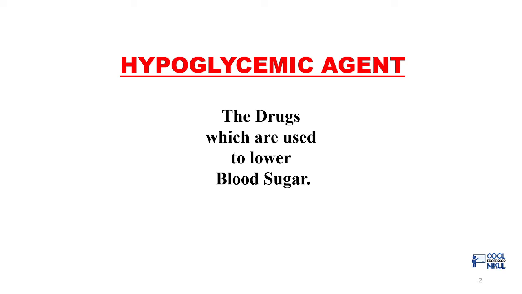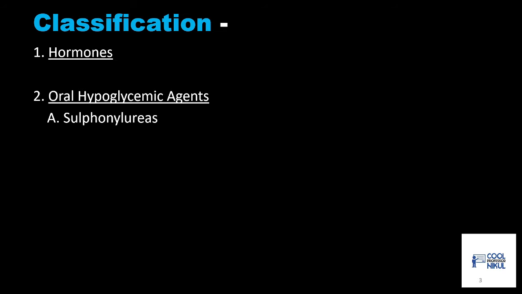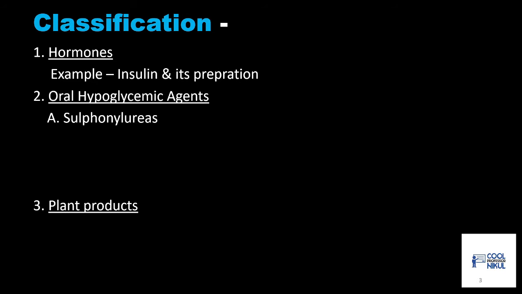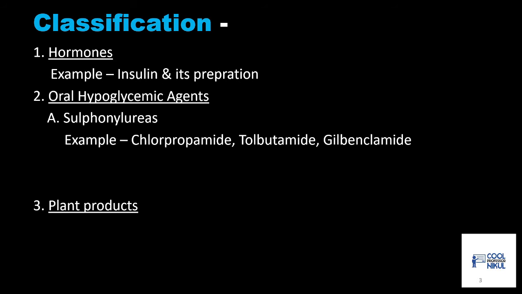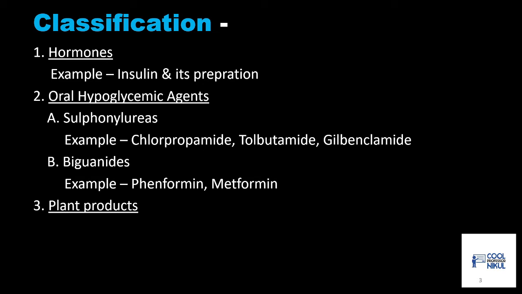Now let's see the classification of hypoglycemic agents. First, hormones. Example, insulin and its preparation. Second, oral hypoglycemic agents. A. Sulfonylureas, examples: chlorpropamide, tolbutamide, glibenclamide. B. Biguanides, examples are phenformin and metformin. Third is plant products, and the example is guar gum.